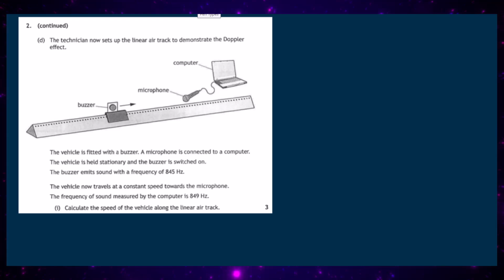Question 2 continued, part D. The technician now sets up a linear air track to demonstrate the Doppler effect. The vehicle is fitted with a buzzer, a microphone is connected to a computer, and the vehicle is held stationary and the buzzer is switched on.